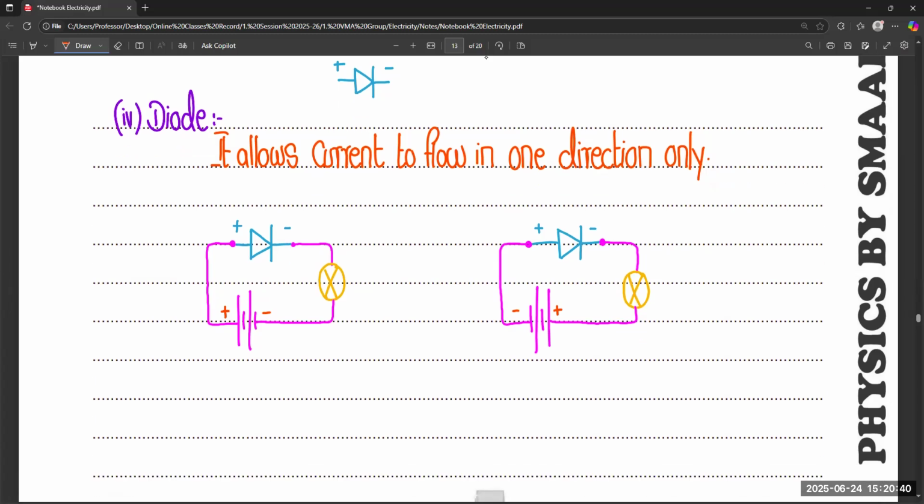So in the first circuit, when the current or the charges start to flow from the positive side, they are the same terminals, so it allows the current to flow from positive to negative direction. So in the first circuit, electric current can easily flow. And this flow of current is called forward biased. Biased means it allows the current to flow in the forward direction.